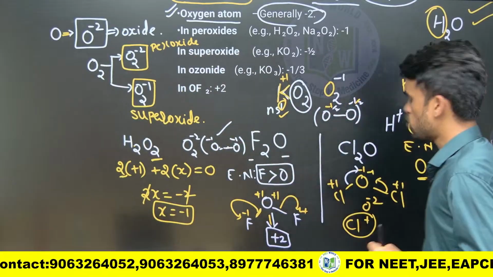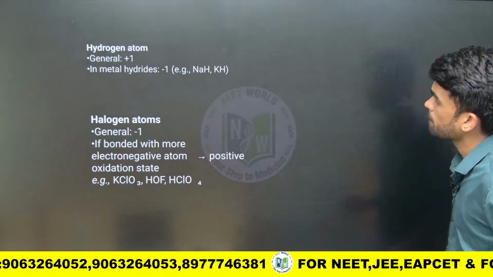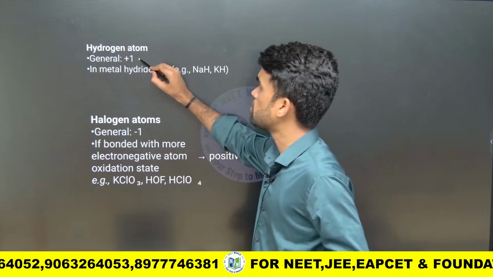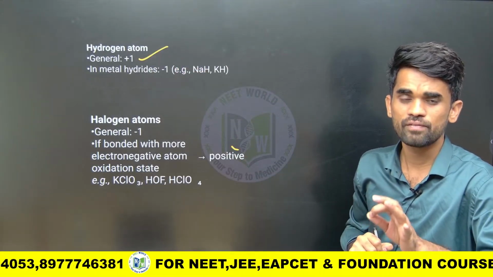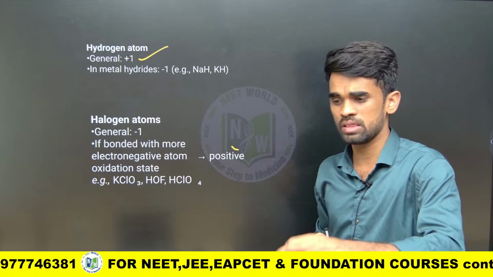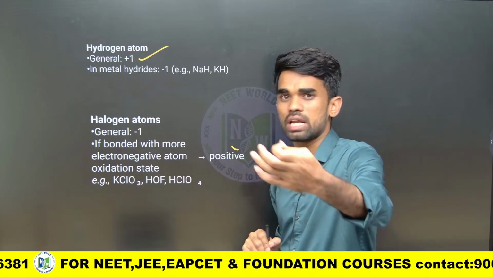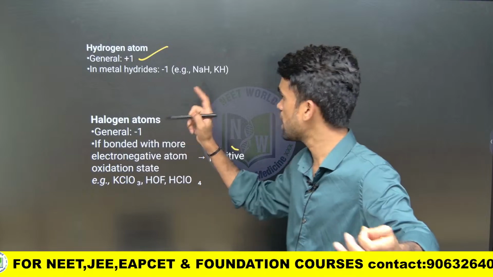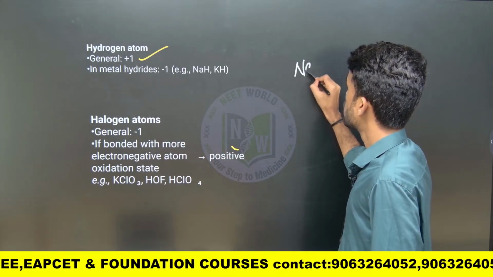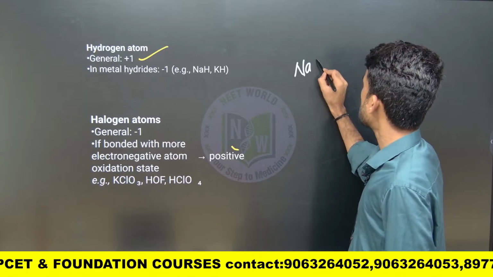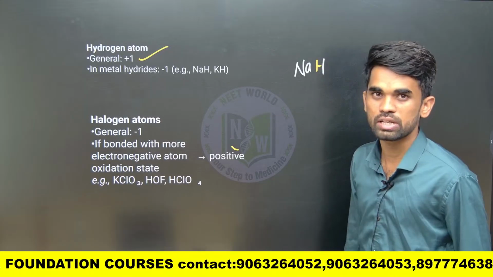Yeah, let's move further. So hydrogen atom, how much should you remember? It will be +1 in all the cases when it is attached with another element which is more electronegative than that. Now metal hydrides. Let us say I have sodium attached with hydrogen. Now tell me which is more electronegative.